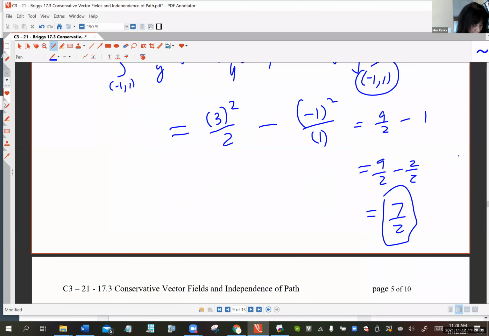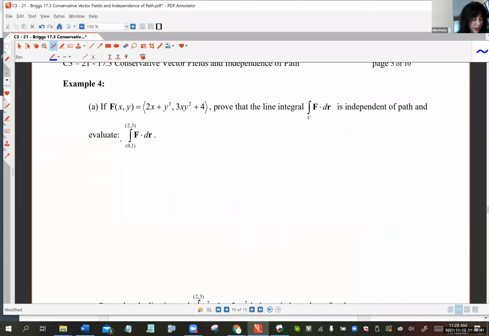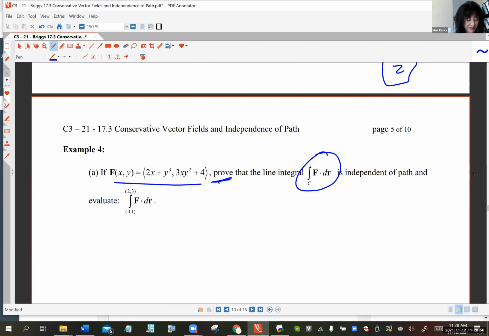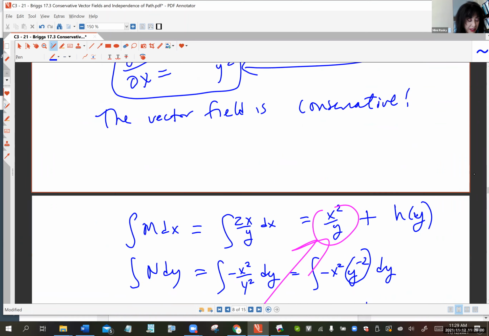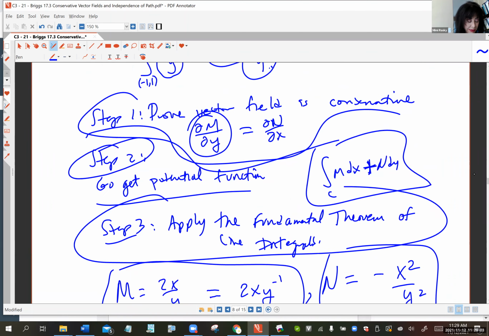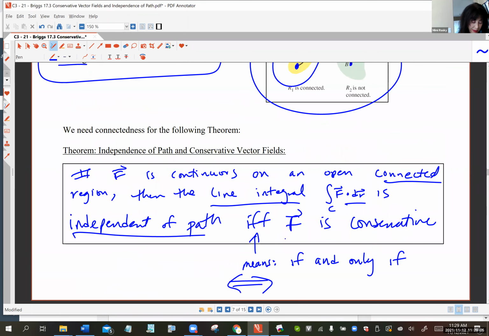Let's do an example. Here's a vector field they're giving to us: 2x plus y cubed, 3xy squared plus 4. Prove that this line integral is independent of path. How would you do that? How would you prove a line integral is independent of path? I'm giving you a big hint right here.